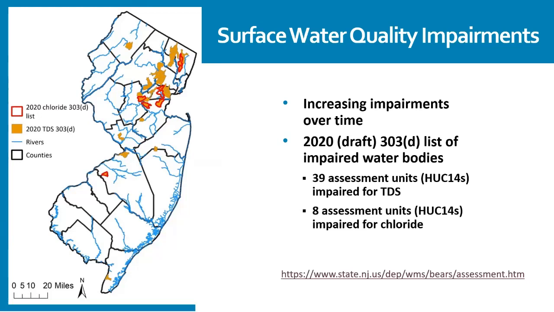In the 2020 report, 39 assessment units or subwatersheds exceeded TDS standards for aquatic life, and 8 assessment units exceeded the chronic chloride standard for aquatic life. And these exceedances mostly occurred in winter months.